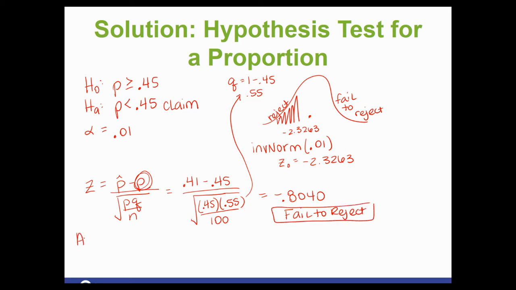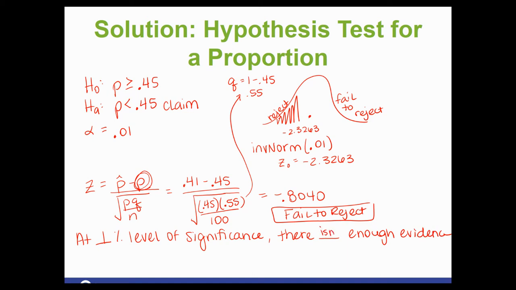For our conclusion sentence, at blank percent level of significance, we're going to plug in our alpha as a whole number. So at 1% level of significance, there is blank enough evidence. We're going to put is not, because that's coming from our fail to reject. To blank the claim, our claim was HA, so we are going to put in here, we are going to support the claim that... dot, dot, dot. This is where we tie back into our original problem.